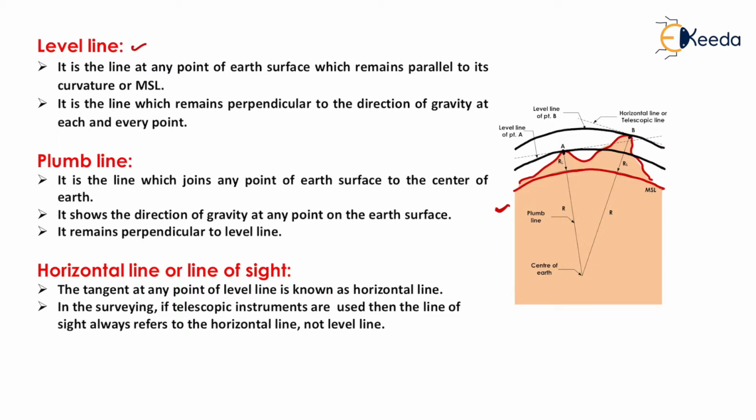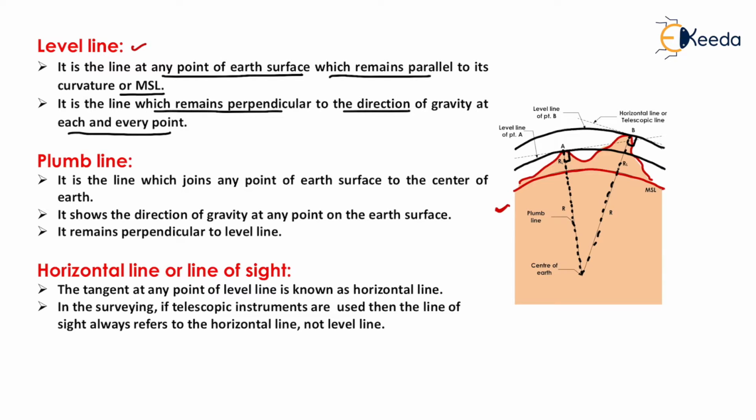Now we have written here, it is the line at any point on Earth's surface which remains parallel to its curvature or MSL. It means that it is always parallel to the curvature of the earth or mean sea level. Now it is the line which remains perpendicular to the direction of gravity at each and every point. It means that this line will be perpendicular to the line of gravity which is shown here like this. Now this angle will be 90 degrees as well as this angle is also 90 degrees.